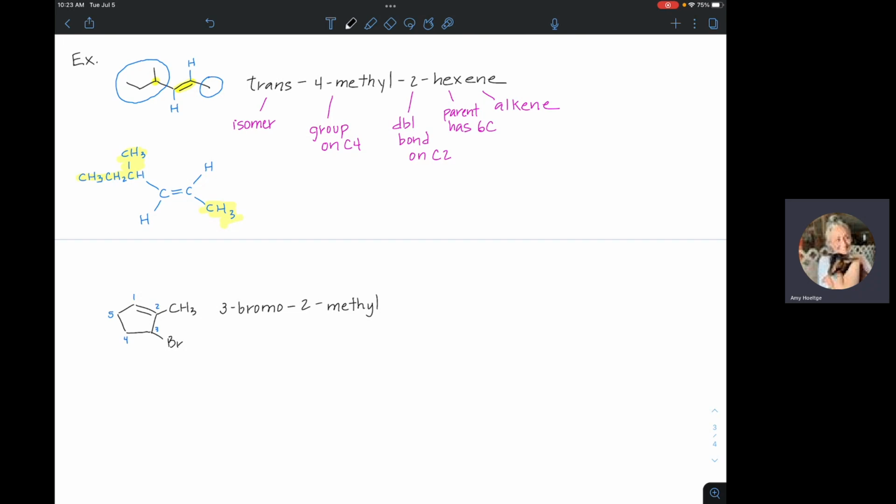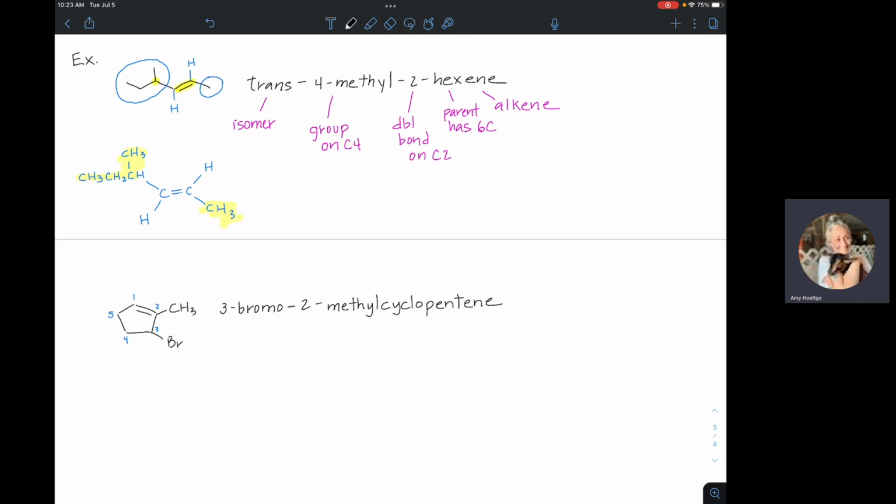And then you have to let someone know you have a ring. So we use the prefix cyclo. This is all one word, by the way. Pentene. So it's a 5-membered ring. Pent. Ene tells somebody that you have a double bond.